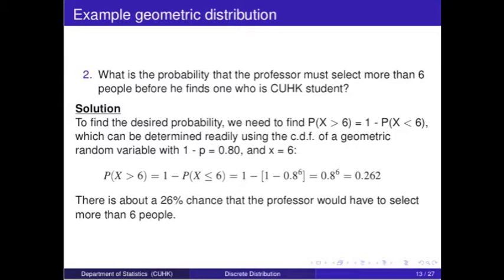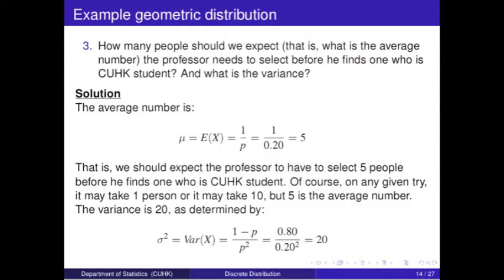For the second one, what is the probability that he must select more than 6 people before he succeeds? To calculate the answer, you can use the CDF of geometric distribution. It is easy to calculate by 1 minus P(x less than or equal to 6), and we get the answer of about 26%. For the last question, find the expected value and the variance. It is easy to calculate the answer by substituting the parameter in the mean and variance formulas.